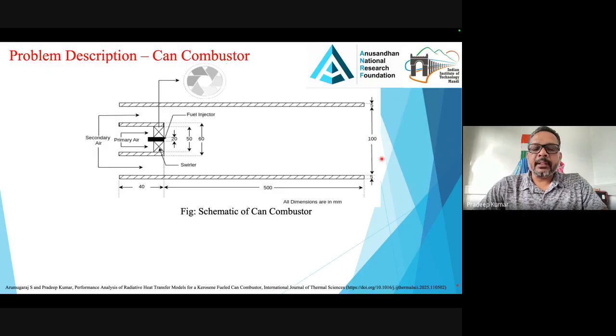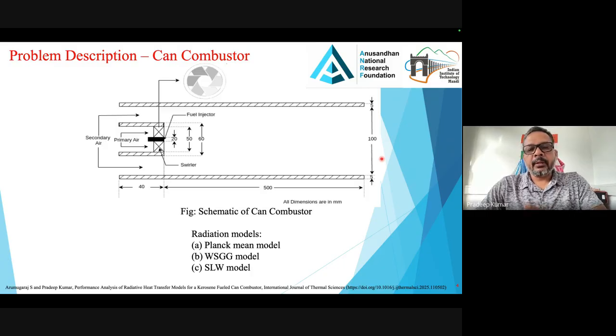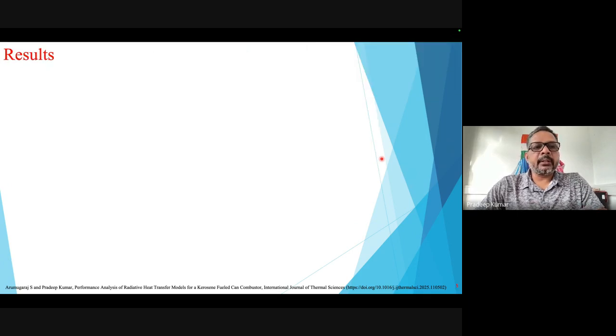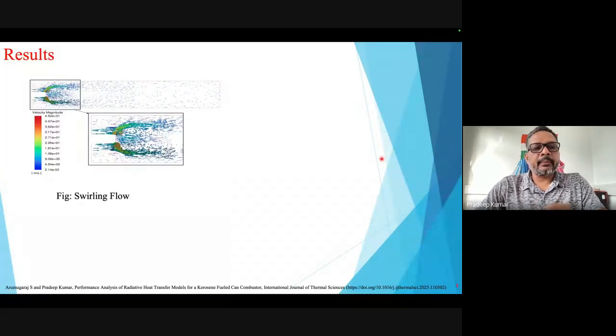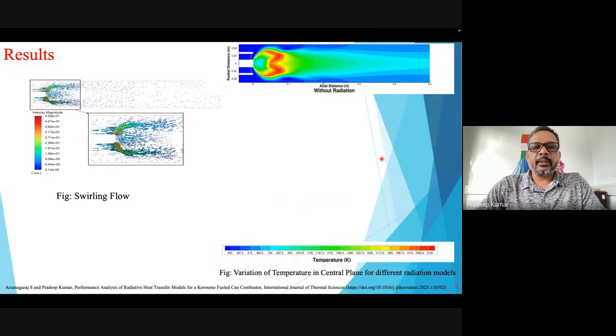It has a fuel injector through which liquid fuel is coming. Primary air comes through a swirler, which creates a low pressure zone, and secondary air is passed to protect the wall. And we have utilized three radiation models: Planck mean model, WSG model, and SLW model. They are of varying accuracy. So once fluid flow happens, swirling flow is generated, and the flame is only confined to this swirling zone.